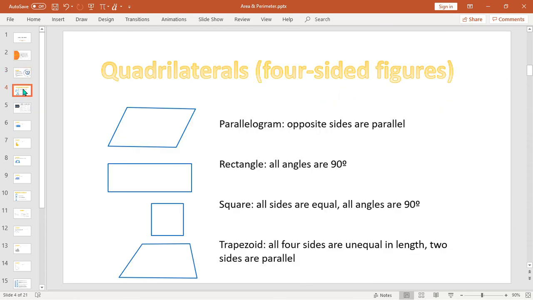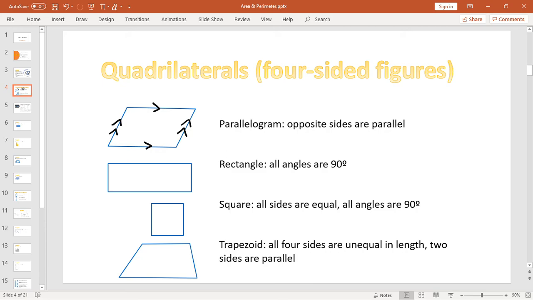The first type of shape we're going to talk about are quadrilaterals, and those are figures that have four sides. So we've got a few main groups of this. We've got parallelograms, and to be a parallelogram, you need to have two sets of parallel sides. So top and bottom are parallel, and the two sides are parallel. When you do that, that means the top and bottom will be the same length, and the two sides will be the same length by definition.